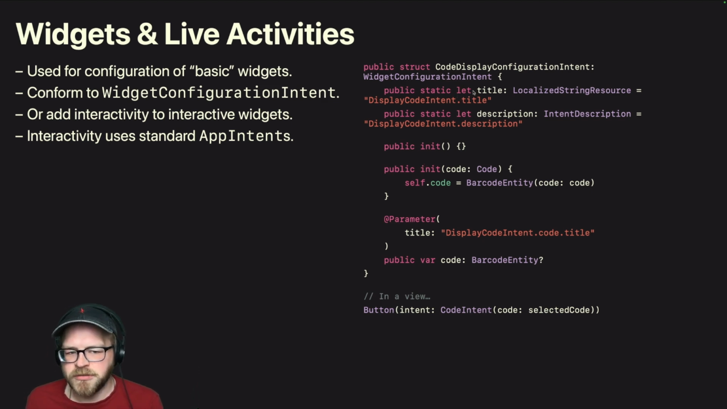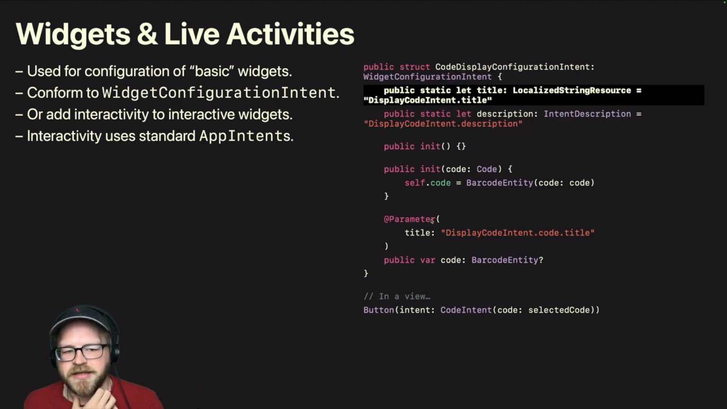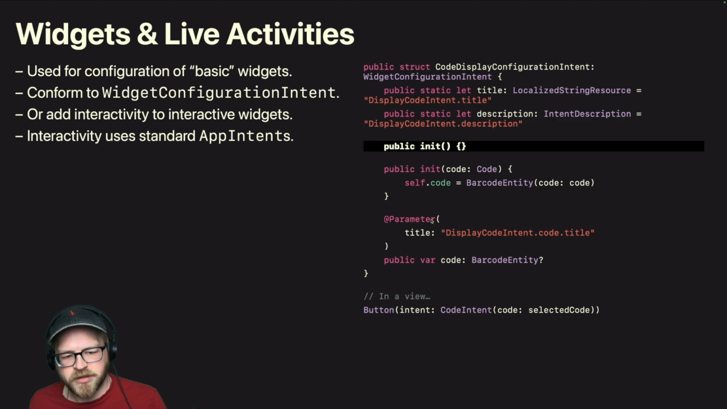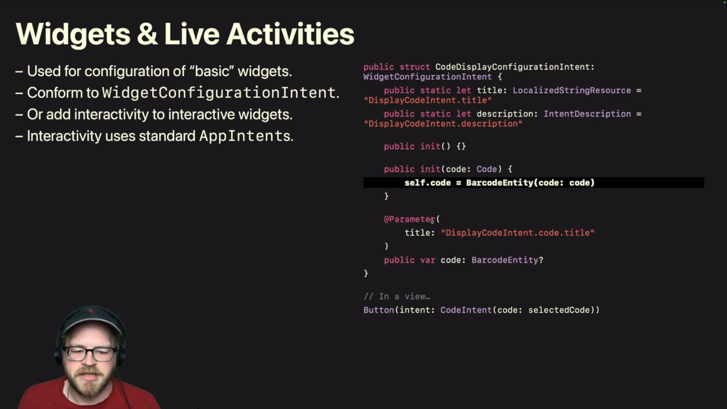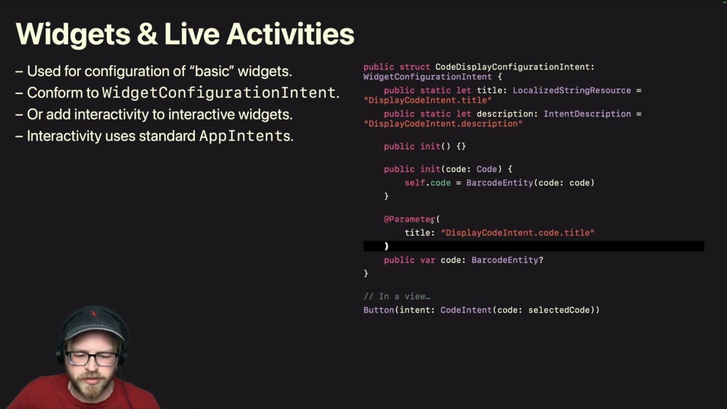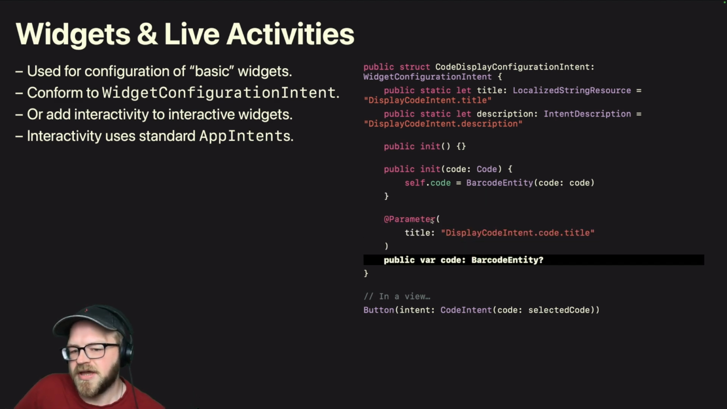It's pretty similar. You have the title and you have the description as before. You can take in various parameters. In this case, I've also provided an init that takes in that parameter. It's not important. But you don't provide a perform. That is provided by the system as a part of widget configuration intent. So all you're really doing here is exposing parameters. And the system just gives you a list of parameters, and the user is allowed to select which one they want in each one.